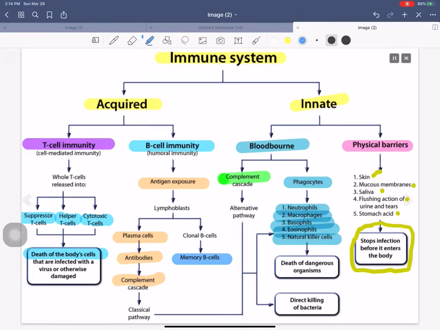So this is just a very quick overview of the components, and this is a really good place to start. We're going to go into much more detail of some of these components in other videos.